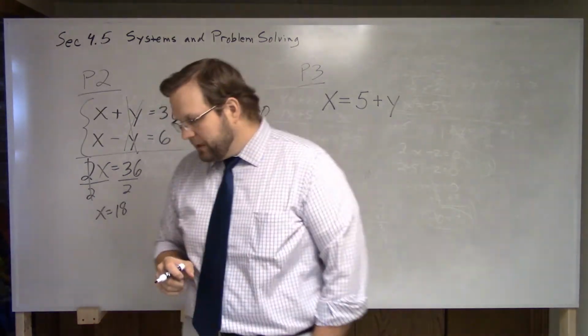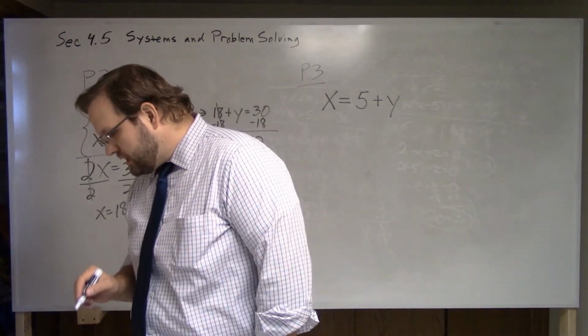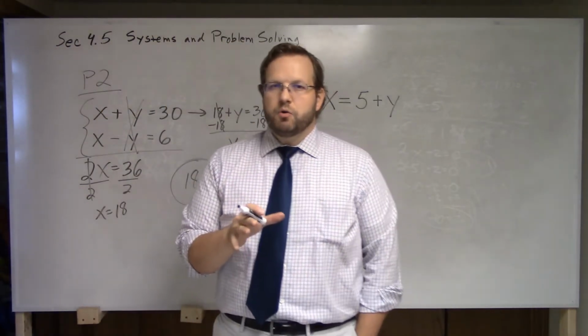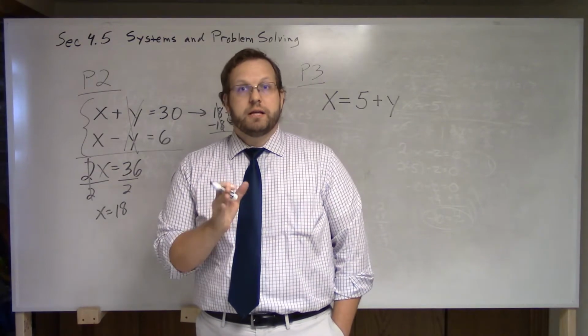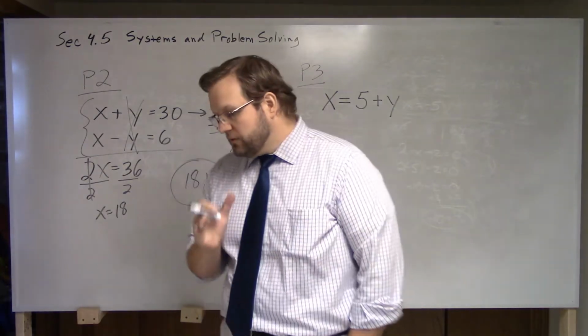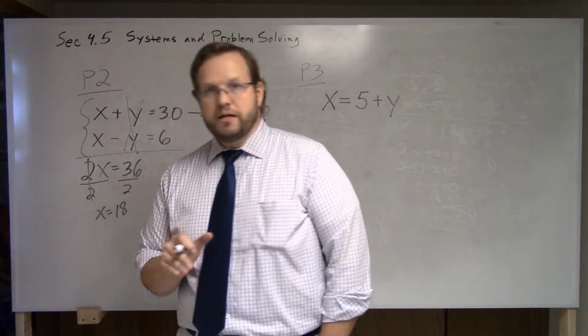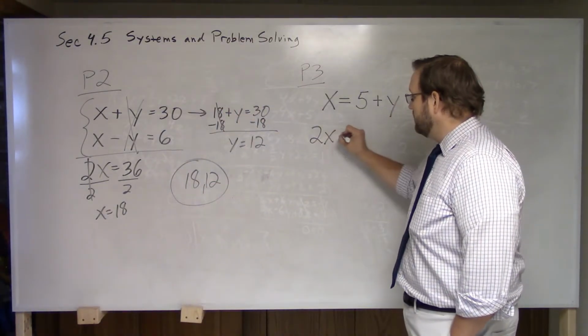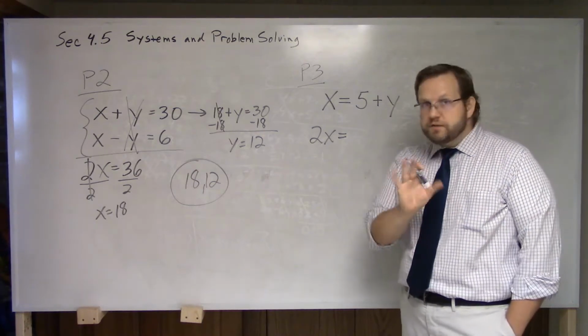Now I read on. It says twice the first number is 2 less than 3 times the second number. This is getting a little bit more complicated, this equation. So let's go up to that equal sign. Let's just focus on that. Twice the first number is. Just focus on that.